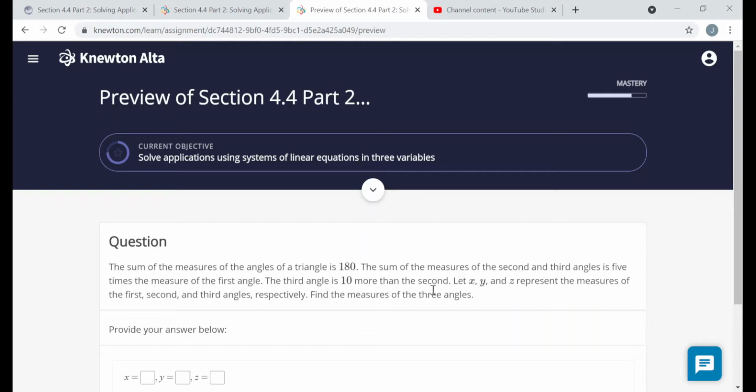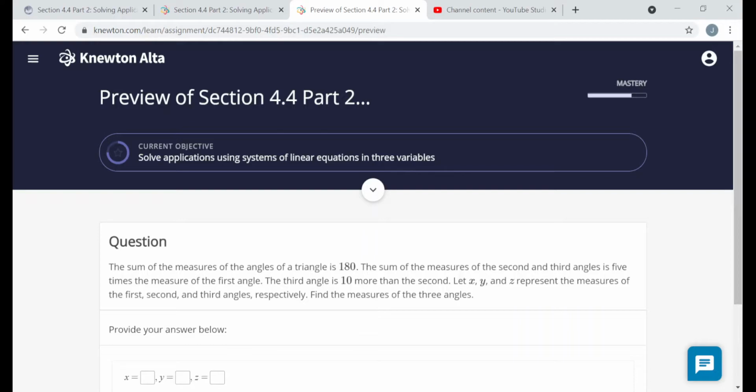Alright, so same deal. The sum of the measures of the angles of a triangle is 180. The sum of the measures of the second and third angles is 5 times the measure of the first this time. And the third angle is 10 more than the second this time. So the only numbers that are changing are 5 and 10 from the previous couple problems. So again, x, y, and z are the first, second, and third angle measures respectively. Find x, y, and z.